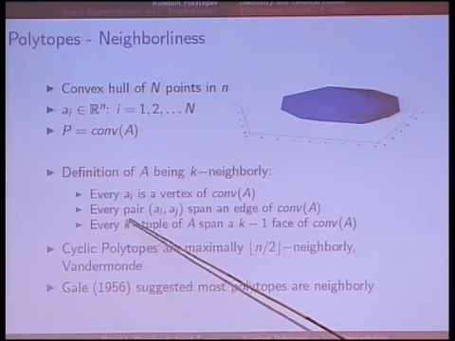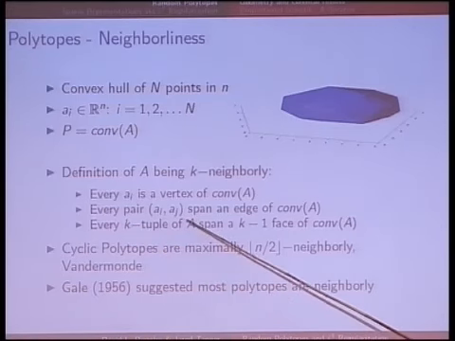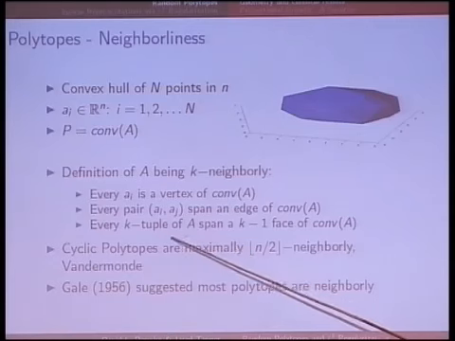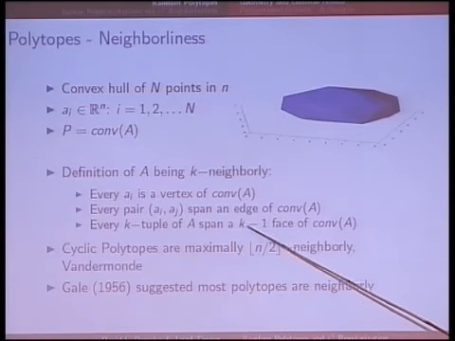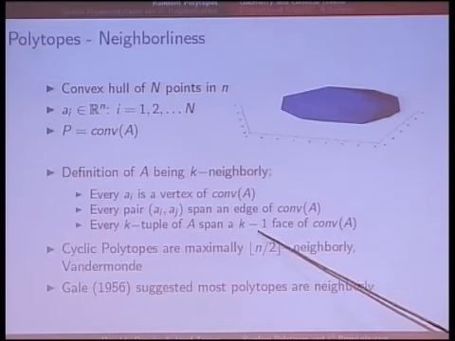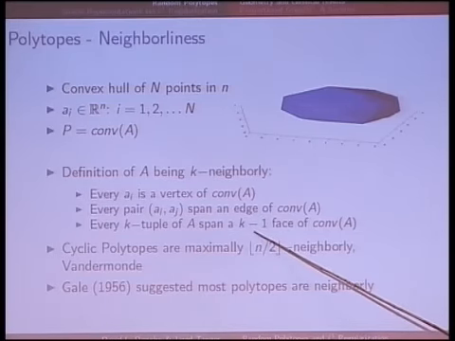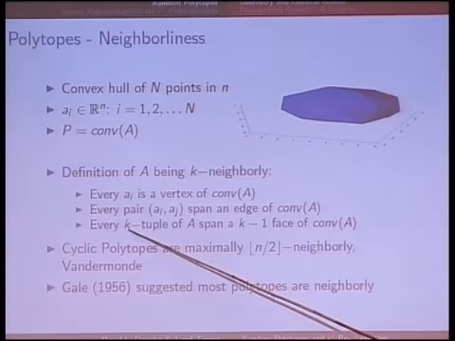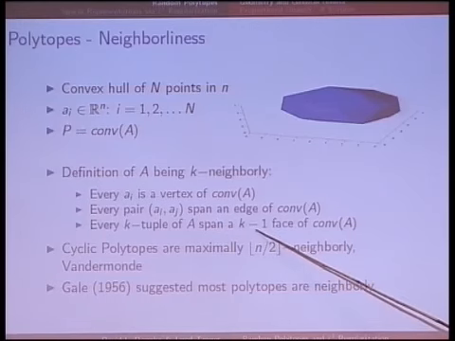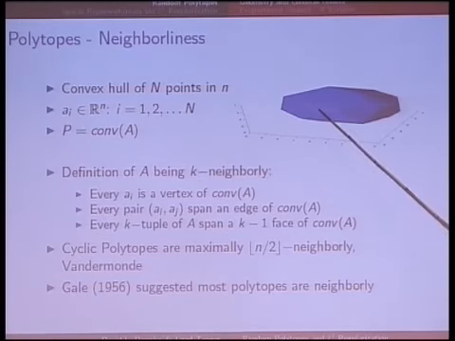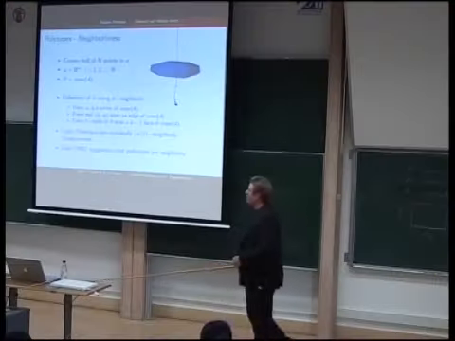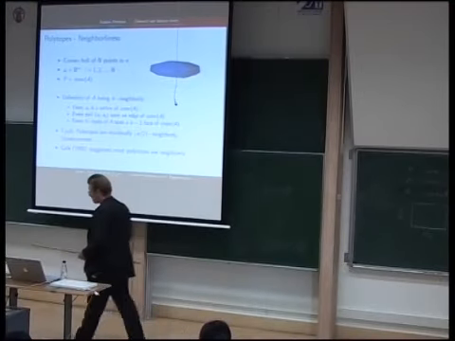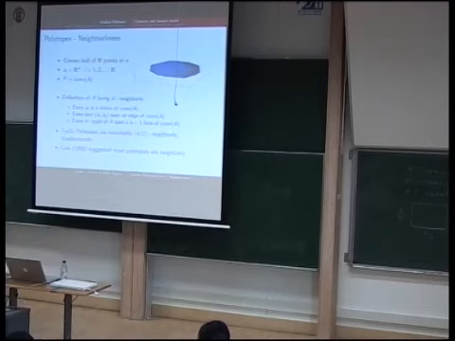Okay? The k neighborly would be just the generalization where we grab k columns of A, we look at the k minus 1 face of the convex hull, and we ask that when you grab any k columns and you construct the k minus 1 face, that is a face of the convex hull of A. Okay. Now, cyclic polytopes are known to be maximally neighborly. So these polytopes are neighborly with dimension little n divided by 2.